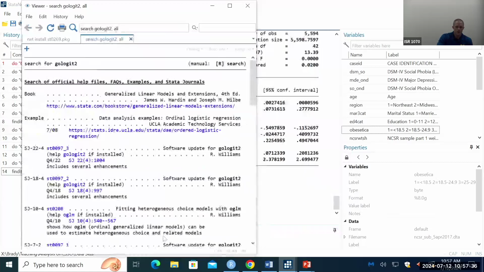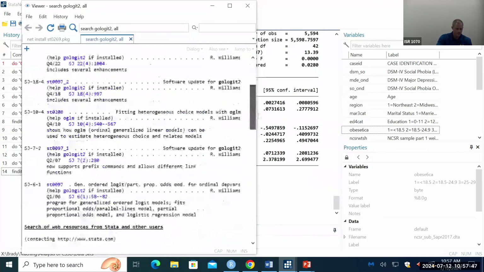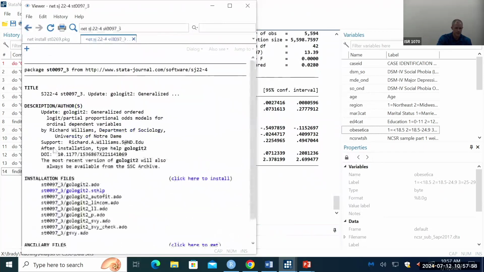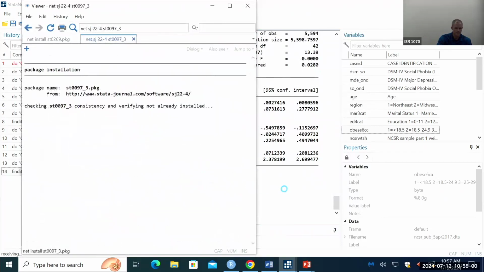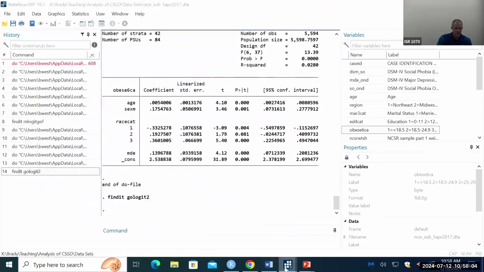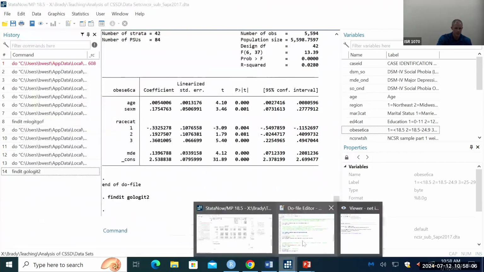Okay. And you can see there's been a lot of updates to this over the years. There have been a lot of Stata Journal articles about this over the years. This is everything related to that particular command. So for a command like this, where there's been all these different updates, just download the newest version, right? And so that's the newest version up here at the top. So I'm going to click on that link. Again, click here to install. Okay, make sure that installation finishes. Now I have the gologit2 command available.